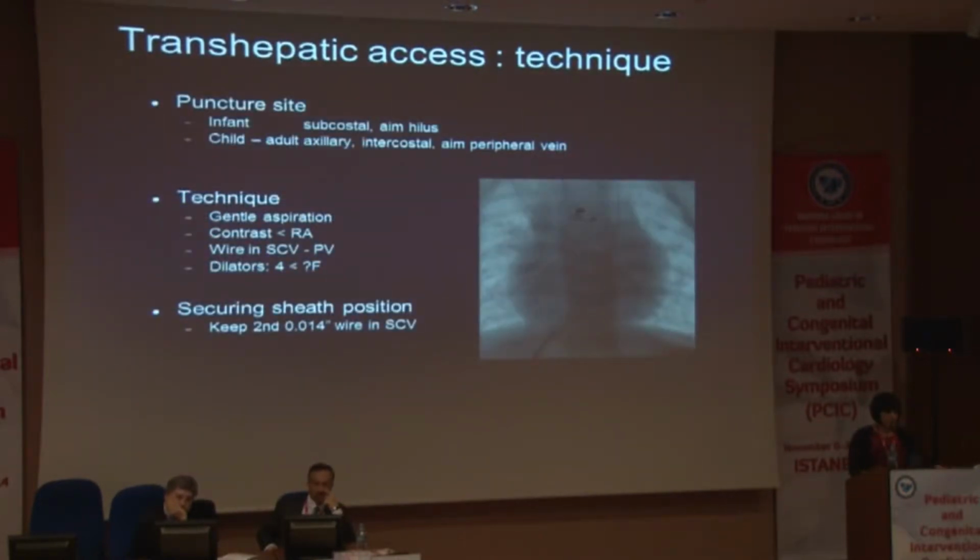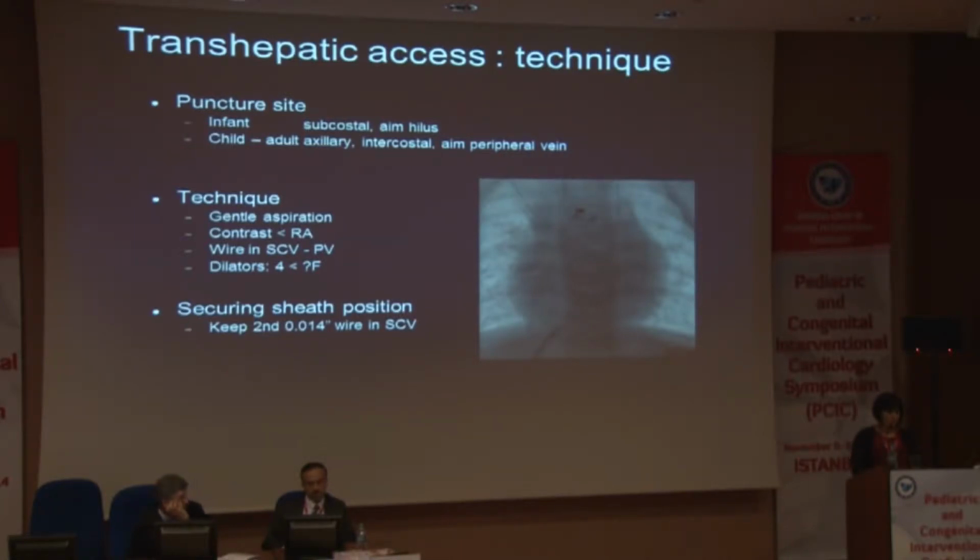So the technique, according to our interventional radiologist, differs a little bit in an infant and in a child. In an infant, you go more subcostally and aim towards the hilus. In a child and in the adult, you go more in the axillary area, intercostal, and aim towards the peripheral vein. The technique is under echo guidance. I'll show you some photos just now. Gentle aspiration.